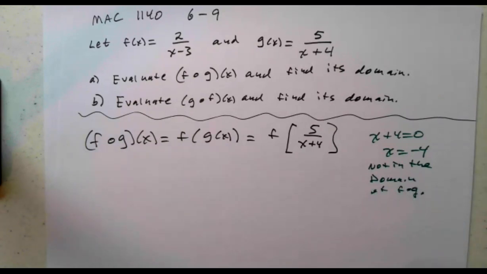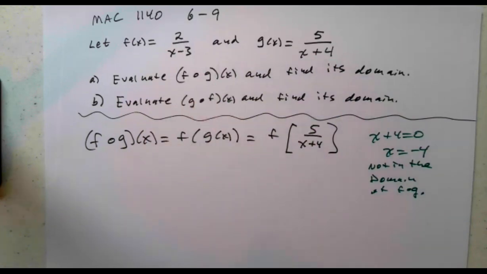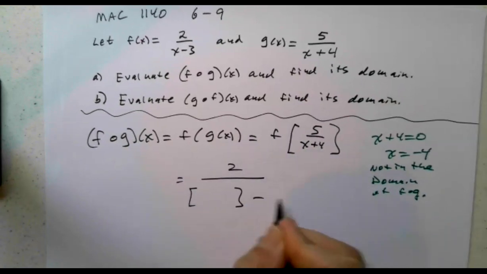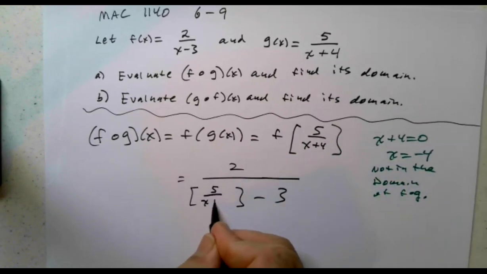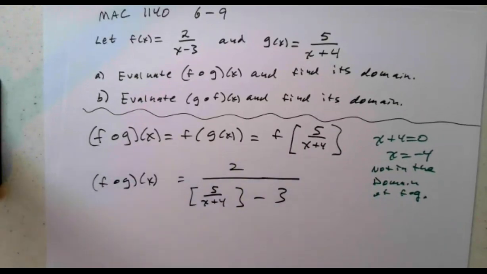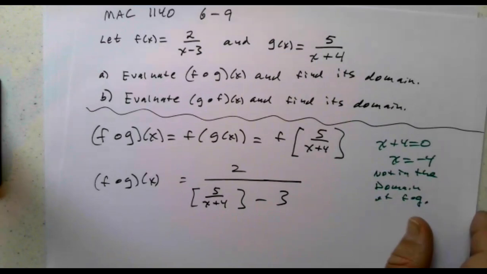Because you're going to see in a minute we're going to do something different, because what does f do? f of x is 2 over x minus 3, so f of something is 2 over something minus 3. Now what is the something here? The something here is 5 over x plus 4. So this is f circle g of x. Of course, we should simplify it, but we have actually expressed it in a form. We just need to get it in a simpler form. But don't forget, negative 4 is not acceptable. Negative 4 is not in the domain of f circle g.